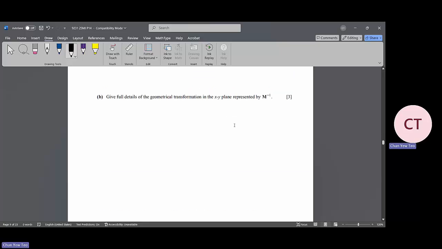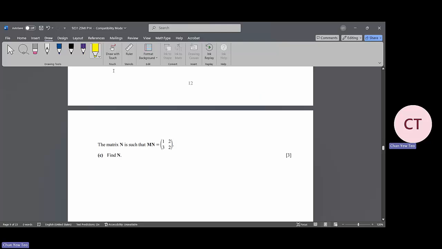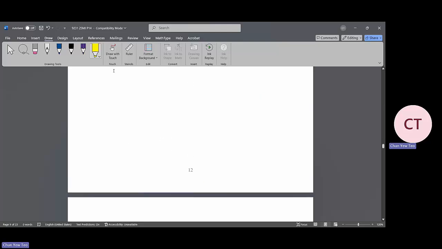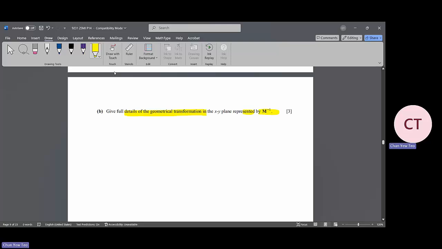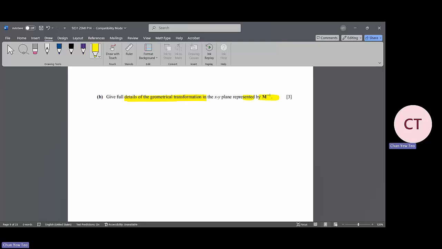B, give full details of the geometrical transformations represented by M inverse. Okay, so the question is not looking for M inverse, because for part C we need to find the M inverse. Over here, they only ask us to give the descriptions, the details of the transformations. So we try to describe them using words.